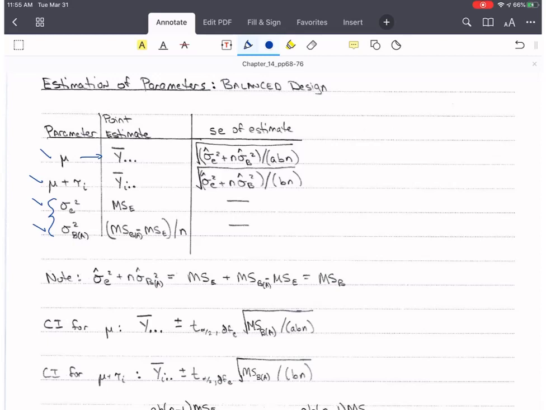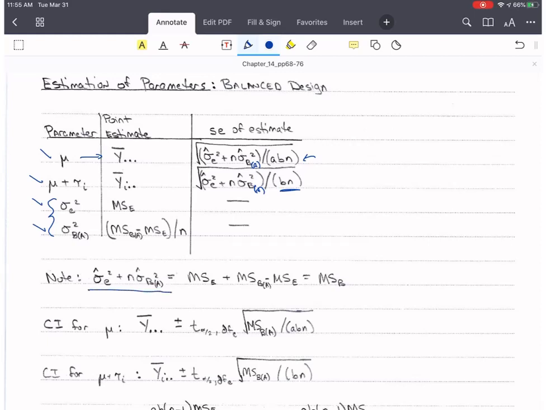For mu, we have the square root, because it's the standard error, so it's the square root of sigma hat e squared plus n times sigma hat b nested within A squared, divided by A times B times n. For mu plus tau i, we have the square root of sigma hat e squared plus n times sigma hat b nested within A squared. So it's the same first term, but now we divide it by b times n, and we take the square root of the whole quantity.